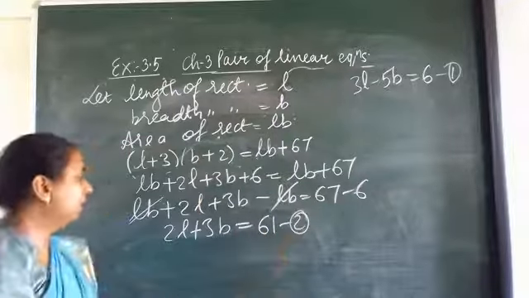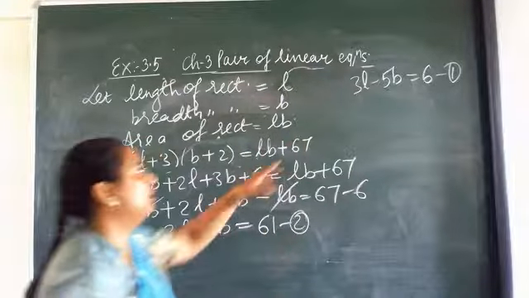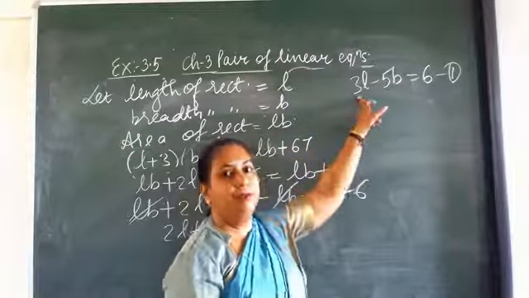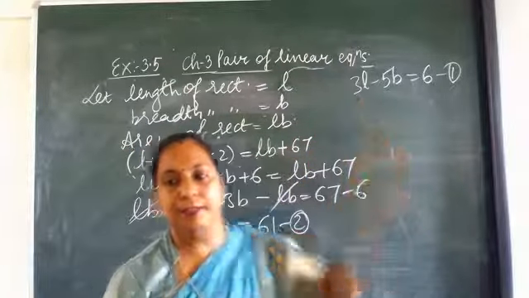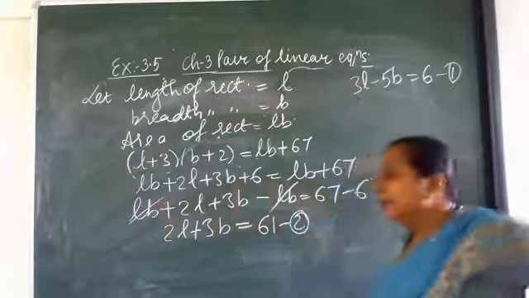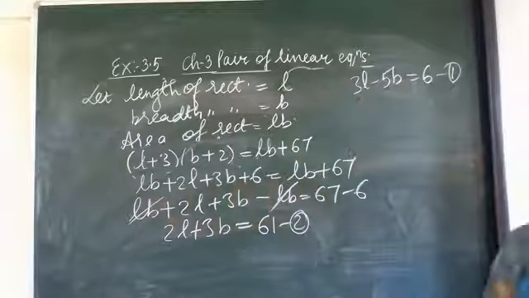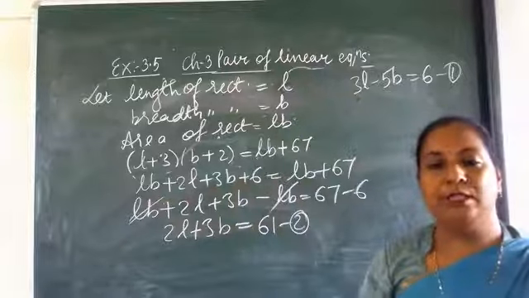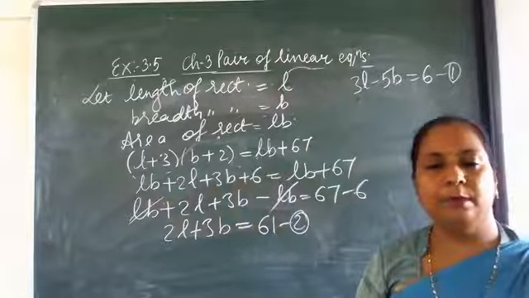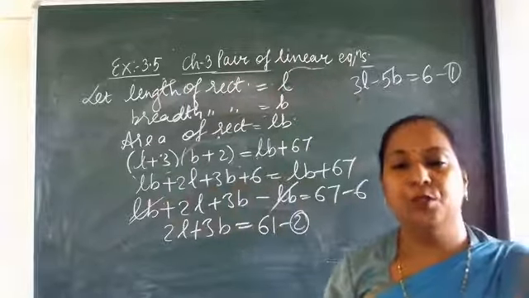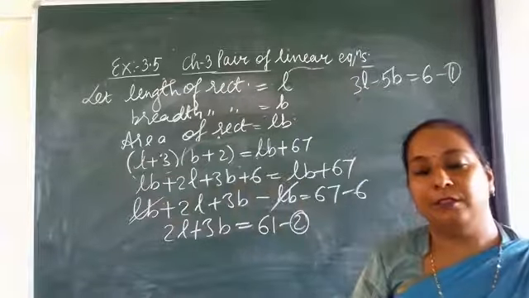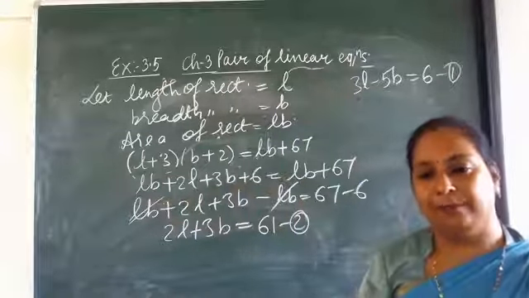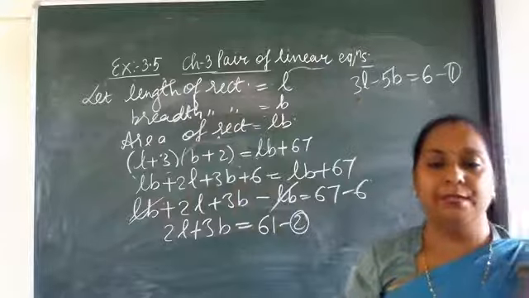Now you solve this second equation and the first equation for the value of L and B. When you get the length and breadth, that is the answer. Final answer, L and B. Solve these two equations by using any one method, either the substitution method or the elimination method, and you can find the value of L and B. L is length and B is breadth.